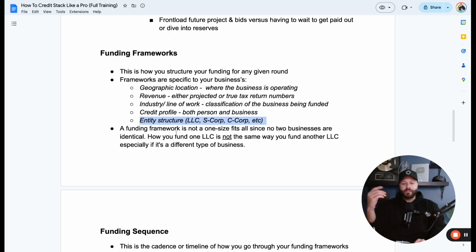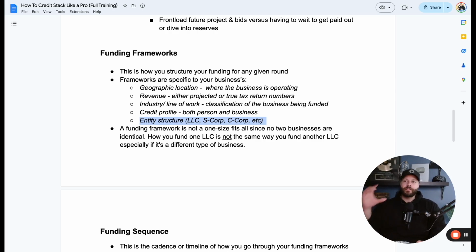Now, a funding framework is not one size fits all. I know that we like to pretend it is. I know that sometimes we surf on YouTube trying to get content. Heck, I'm out here putting out content for you. But the reason why I wanted you to know this piece is because I don't want you to get disappointed if what you tried for one LLC doesn't work for your second LLC, if maybe you have multiple entities, right?